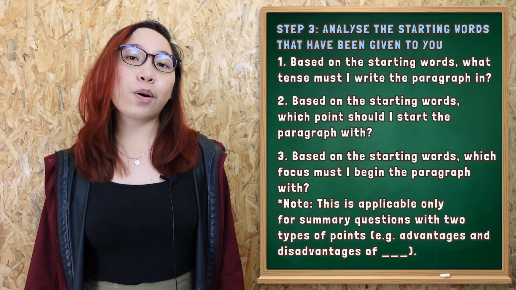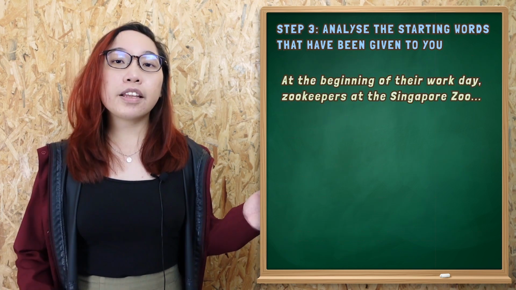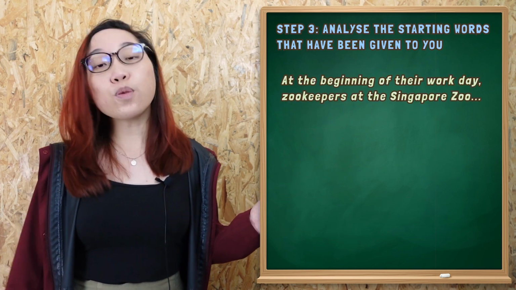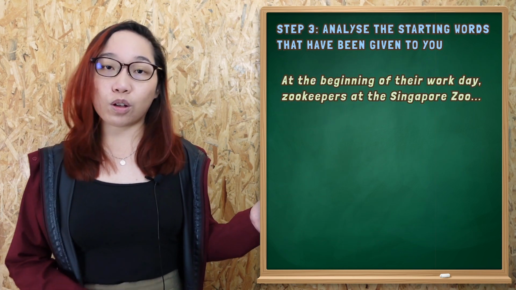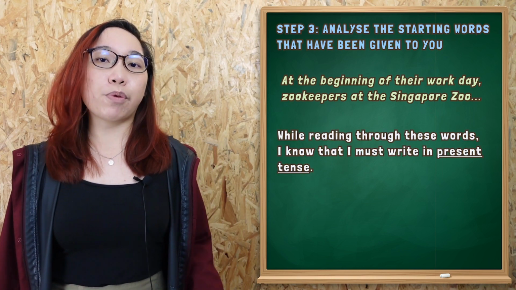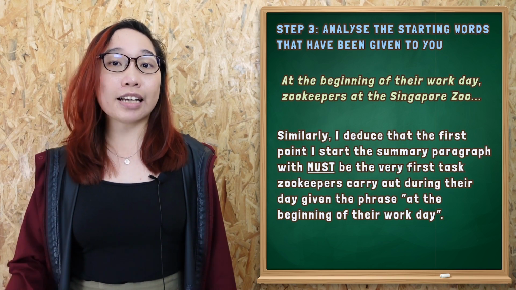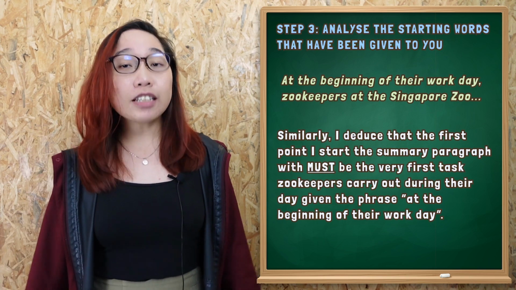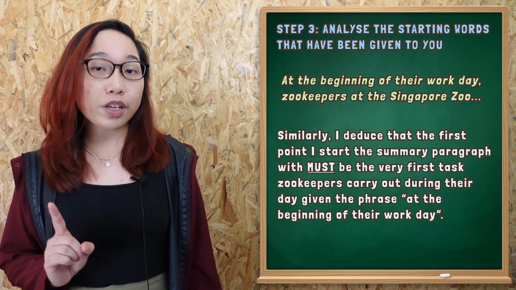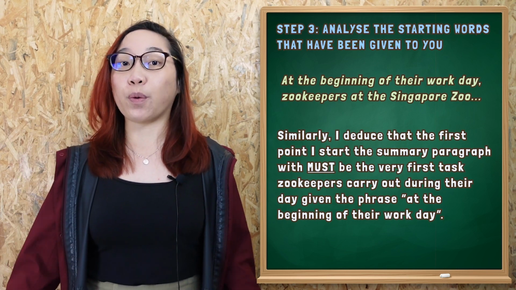For the question we saw earlier, we have these given as our starting words. At the beginning of their workday, zookeepers at the Singapore Zoo... While reading through these words, I know I have to write in present tense. Similarly, I deduce that the first point I start the paragraph with must be the very first task zookeepers start the day with, given the phrase at the beginning of their workday.